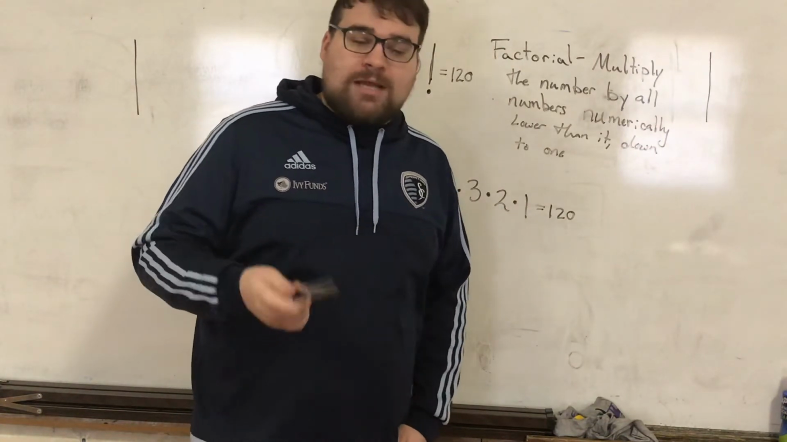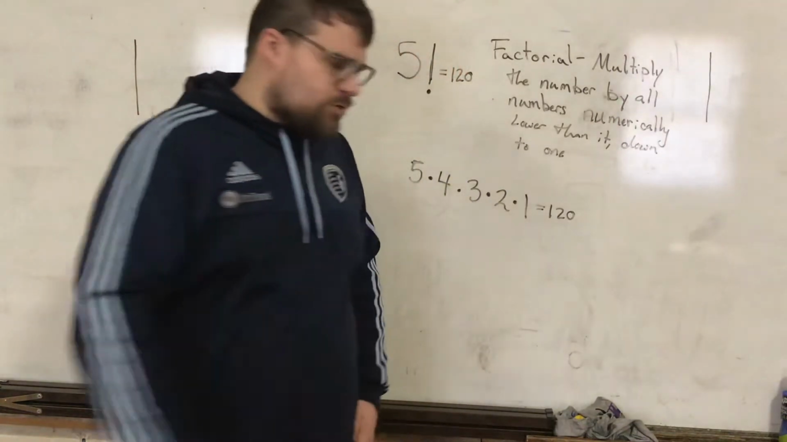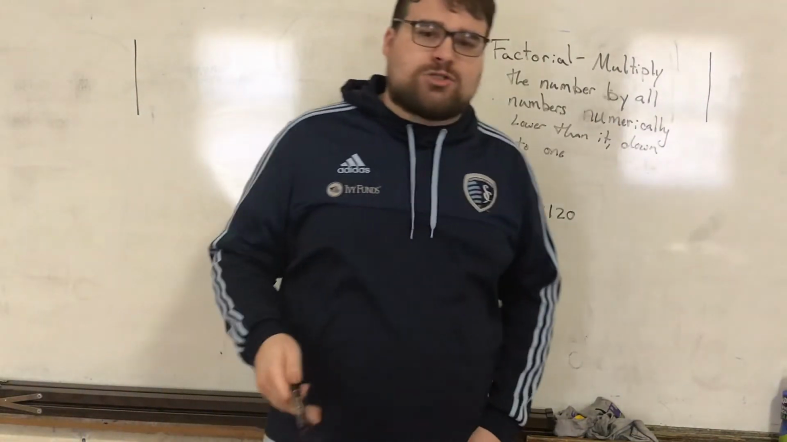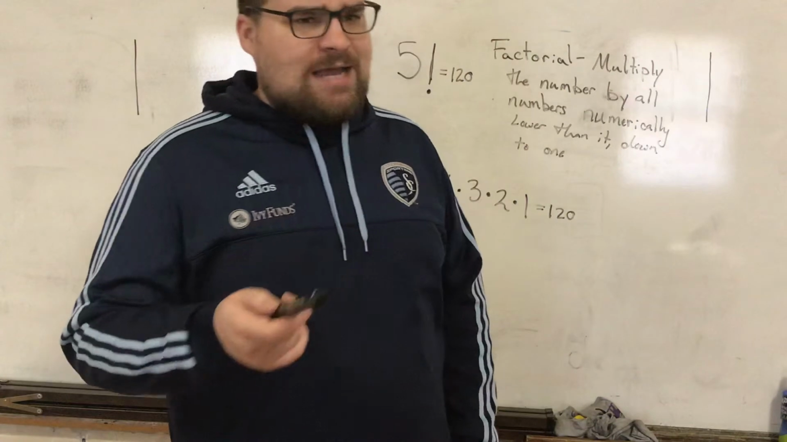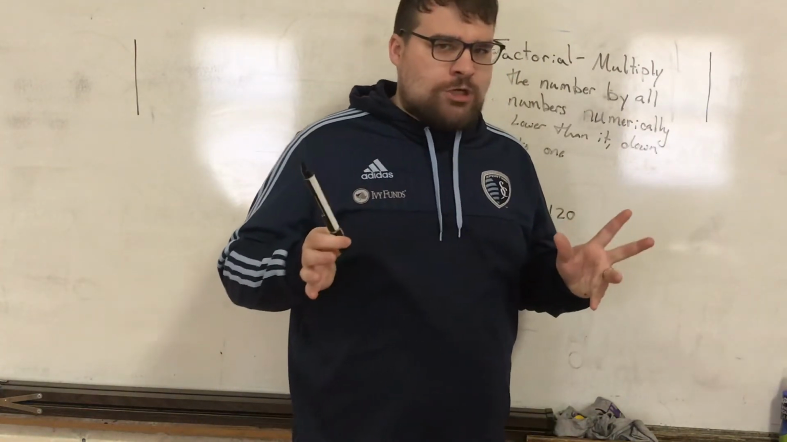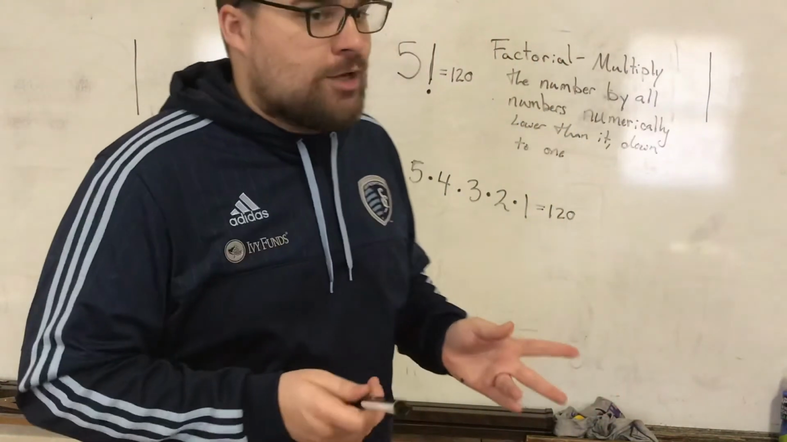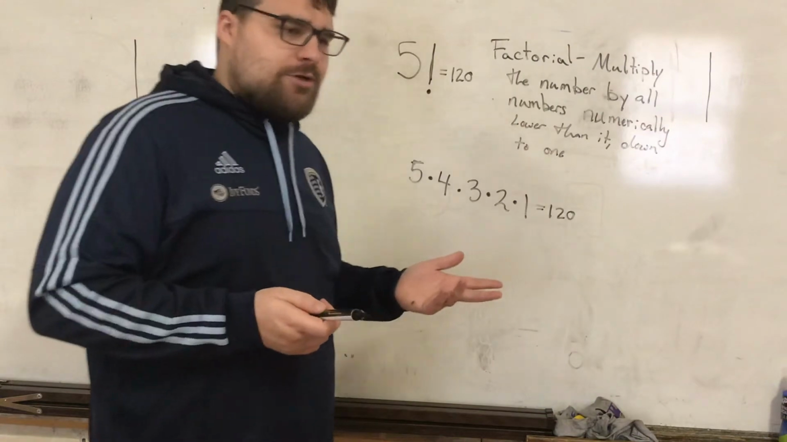Now you could multiply it by hand if you want. Sure. 5 times 4 times 3 times 2 times 1. That's not too much to put in a calculator. But what happens when you get to something like 36 factorial? That's a lot of stuff to put in there, right? It's also going to be a huge number. That's a lot of stuff to put in a calculator.